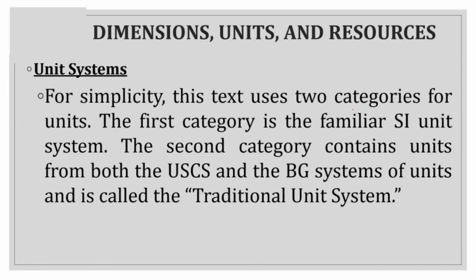For simplicity, this text uses two categories for units. The first category is the familiar SI unit system. The second category contains units from both USCS and the BG system, and is called the traditional unit system. Those are the two categories which will be used as we go along with our topics. We will be using both SI and USCS units to solve problems in fluid mechanics. So this is the end of part 2.